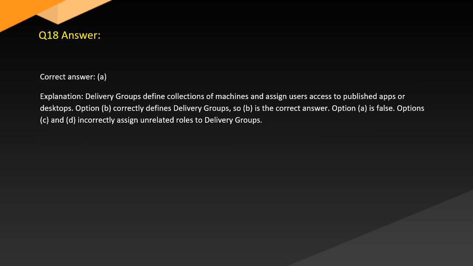Answer. Correct answer, A. Explanation. Delivery groups define collections of machines and assign users access to published apps or desktops. Option B correctly defines delivery groups, so B is the correct answer. Option A is false. Options C and D incorrectly assign unrelated roles to delivery groups.